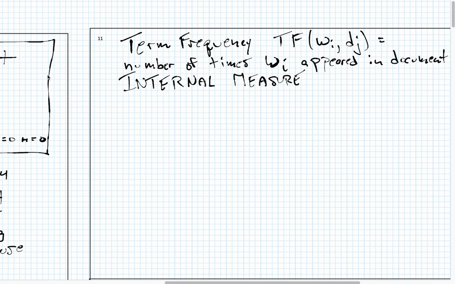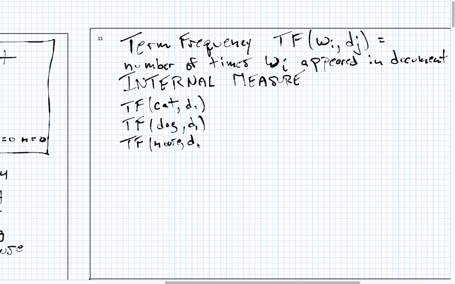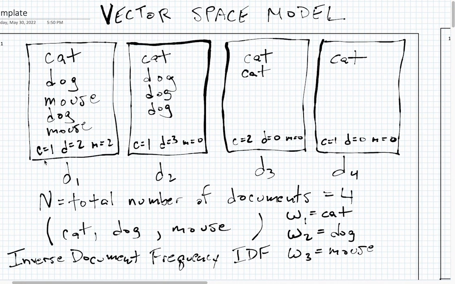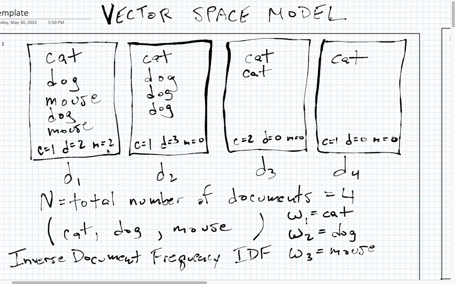So we have the term frequency of cat in D1. We have the term frequency of dog in D1. And we have the term frequency of mouse in D1. And we just calculated them right over here. It was 1, 2, and 2.